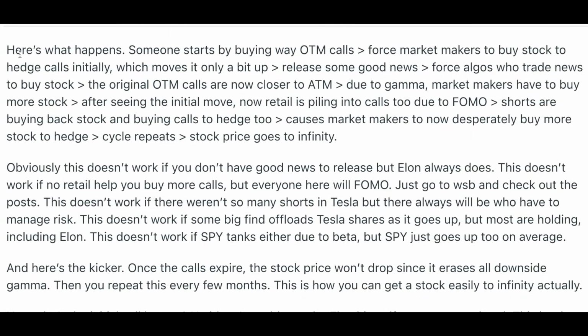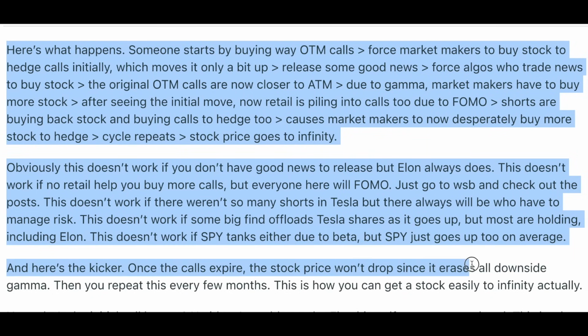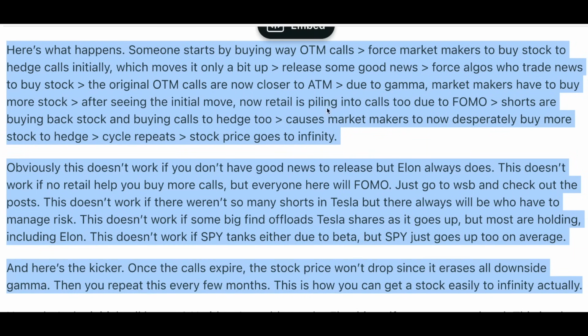But when you read about this, I'm just going to scroll down to how this happens. Here's what happens, okay? Someone starts by buying way out of the money calls. This forces market makers, and market makers are the ones that sell us these options, okay? So they're the sellers, we're the buyers, that kind of stuff. But right now they're selling, okay? So that forces market makers to buy the stock to hedge their calls initially, right? Which moves it only a bit up.